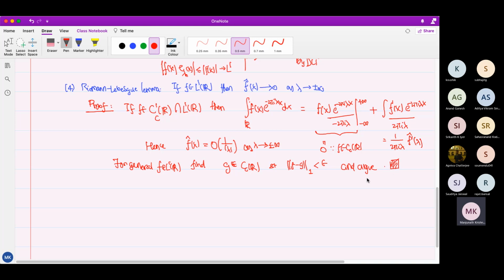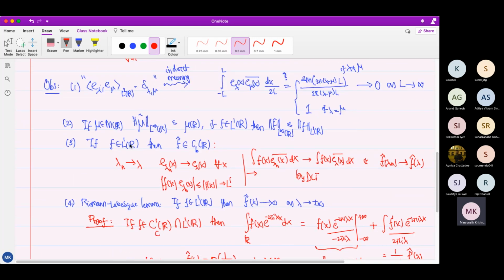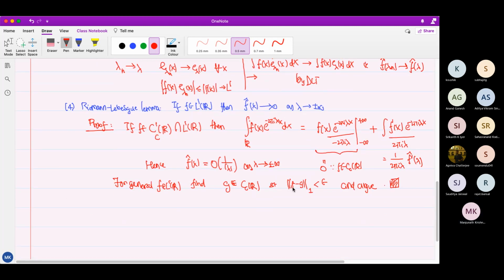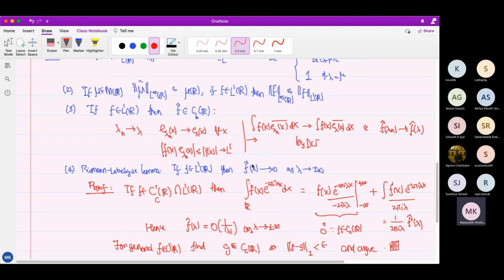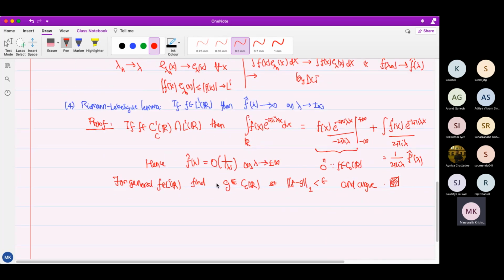Because if the L1 norms are close, we already know that the Fourier transforms are close in L infinity, right? f hat minus g hat will be bounded by epsilon also, because f minus g L1 norm is bounded by epsilon, so f hat minus g hat L infinity norm is bounded by epsilon. And you know that g hat vanishes at infinity. So that shows that the lim sup of mod f hat of lambda at both plus infinity and minus infinity is at most epsilon, and epsilon is arbitrary. So this is how you prove the Riemann-Lebesgue lemma.